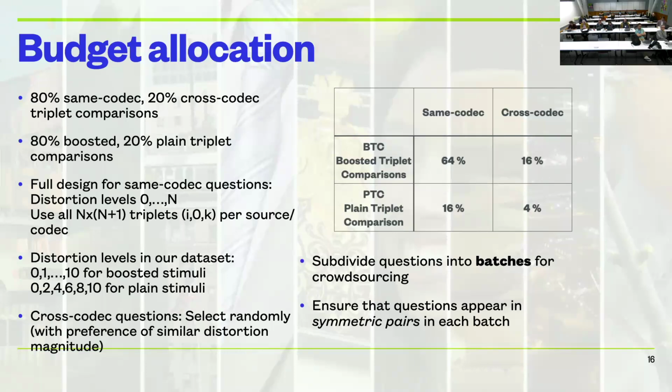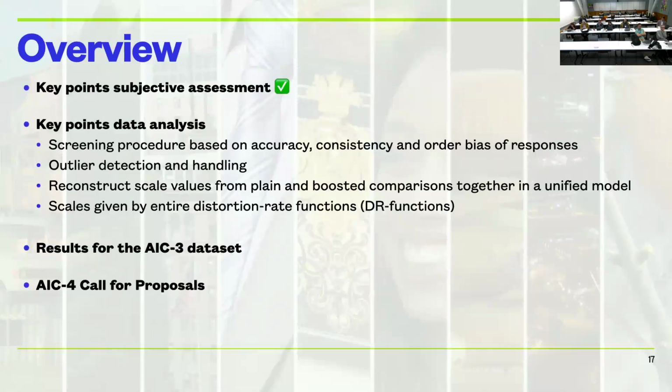And so every question comes as a pair of questions, and we then have a handle on the consistency. So in our overview, we checked off the first point. The key points for the subjective assessments were explained, and now we can come to the key points of the data analysis. So we look at the screening procedures, the outlier detection, and then we reconstruct the scale values from plain and boosted comparisons in a unified model, and we explain what these models, so these rate distortion functions, are.